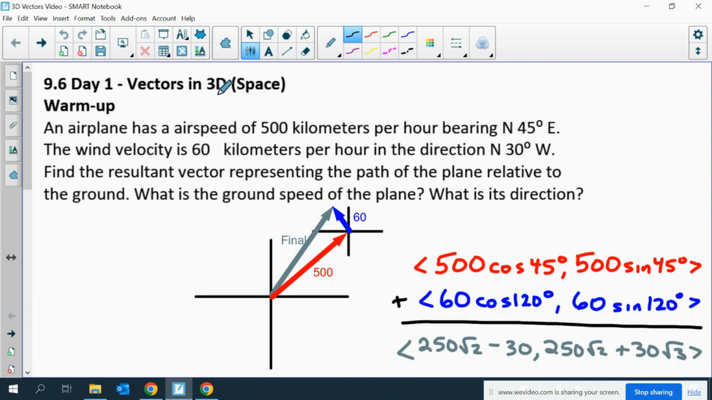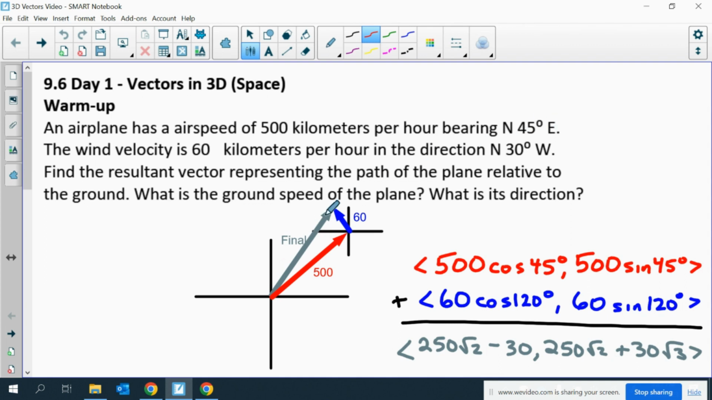This video is about three-dimensional vectors, or vectors in space, but first we'll talk about one more airplane problem. An airplane has an airspeed of 500 kilometers an hour with a bearing of N45 east. The wind velocity is 60 kilometers per hour in the direction of north 30 degrees west.